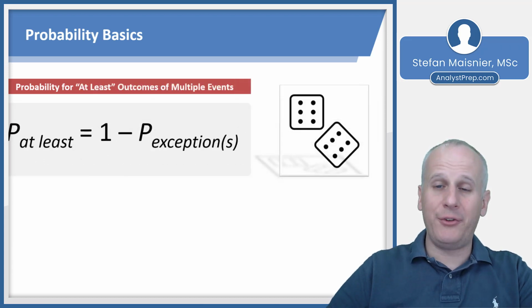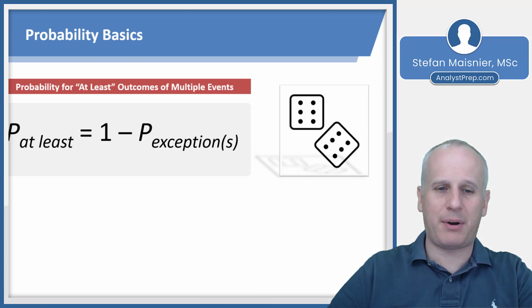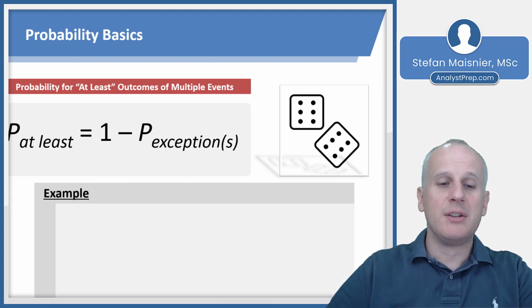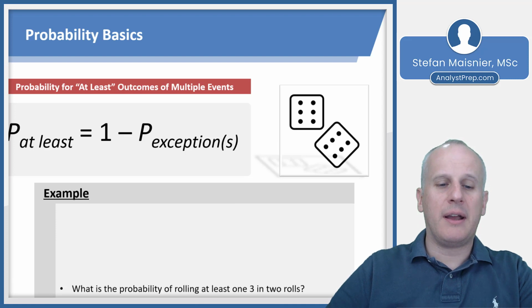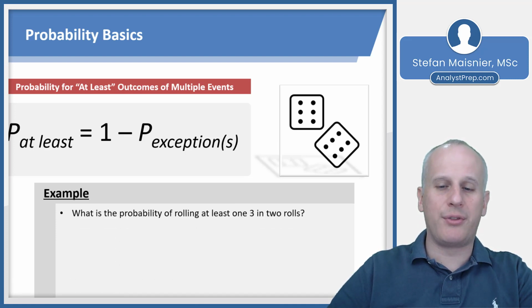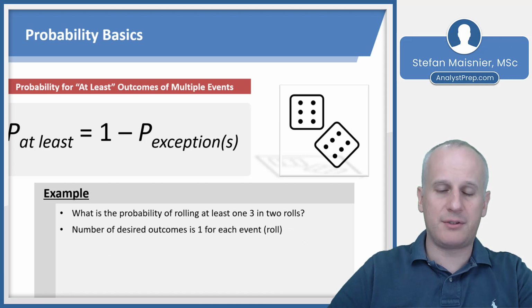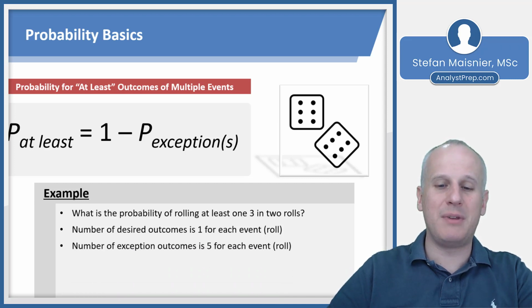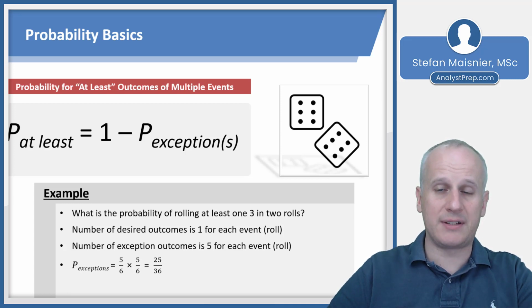Now, we can also simplify this a little bit by using our at-least structure. We know that an at-least probability is equal to 1 minus the exception or exceptions probability. So we could use the same example. The probability of rolling at least 1 three in two rolls could be solved by determining that the number of desired outcomes is 1 for each event, and the number of exception outcomes is 5 for each event, because you've got 5 not-3 sides. So our exceptions probability would be the 5 not-3 sides, and then the 5 not-3 sides again for the second roll.